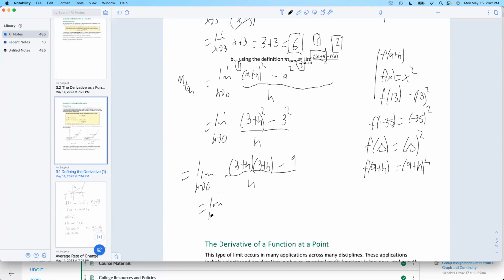Notice I'm writing limit as h goes to 0 at every step. So what do we get? We get 9 plus 3h plus another 3h, so plus 6h. And then last. First, outer, inner, last. I'm just foiling. Minus 9 all over h. Hey, has anything pretty happened? Oh, the 9s cancel.